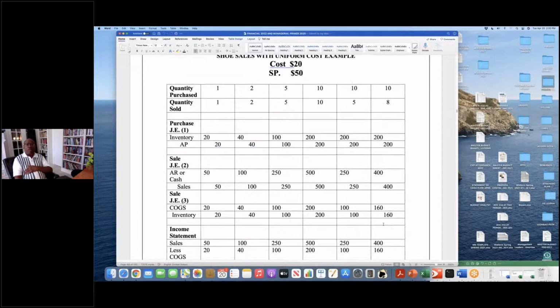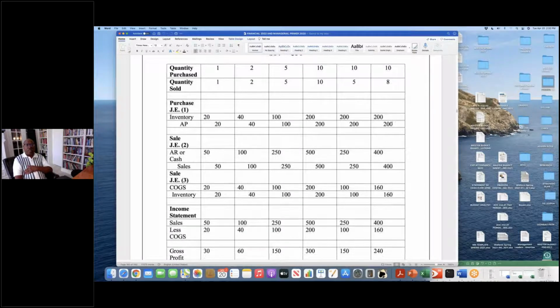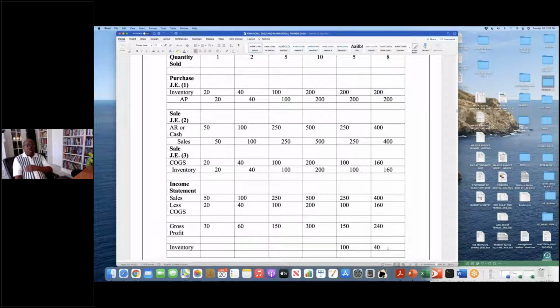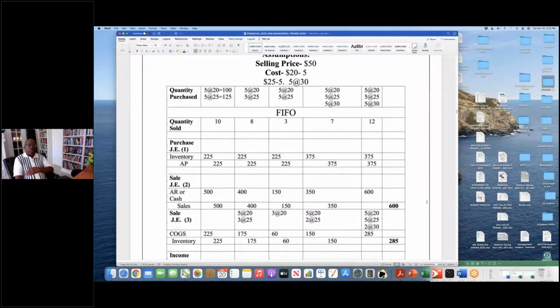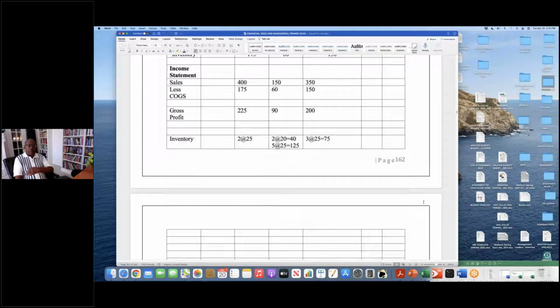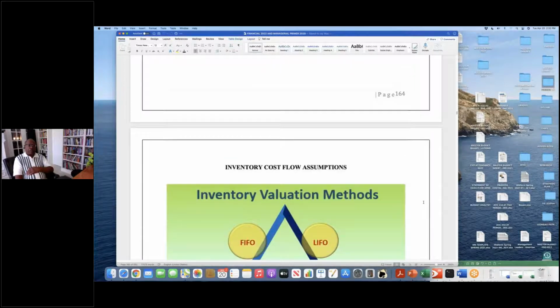Are there any questions on this example of a uniform cost, uniform selling price? We bought 10, we sold 8. On the 8 that we sold, we made a gross profit of 240, and we had 2 left in inventory at 20. Are there any questions? Okay.